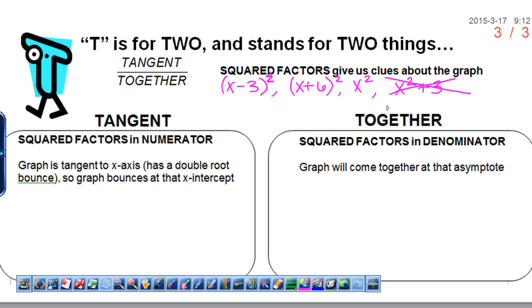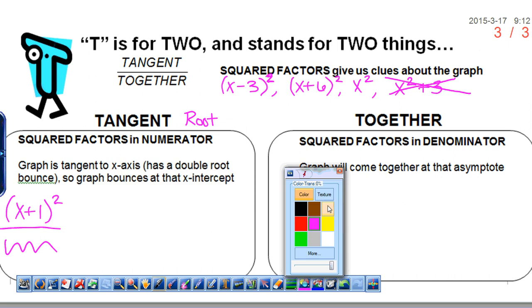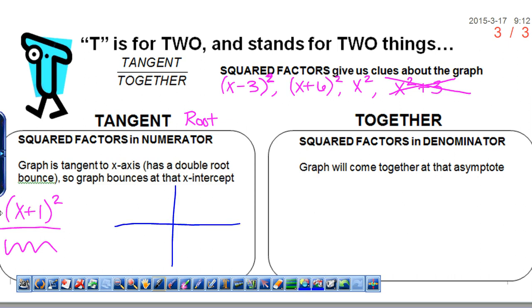Anytime you have a squared factor in the numerator, so for example, if I had x plus 1 squared over, I don't really care, okay? If I had x plus 1 squared in the numerator, that's going to create a tangent. And really what it's going to create is a tangent root. So what that means is at the root, if I set this numerator equal to 0, I'd have x plus 1 equals 0, so I would have a root at negative 1.